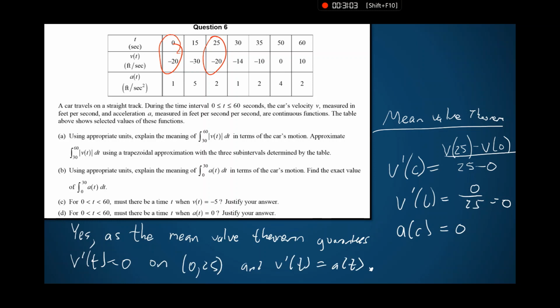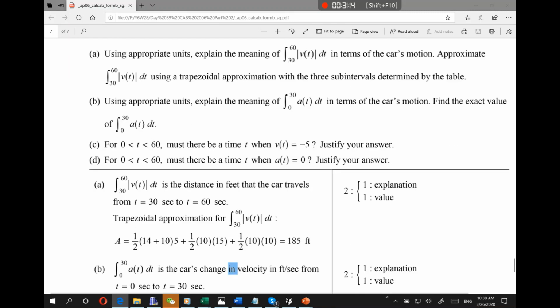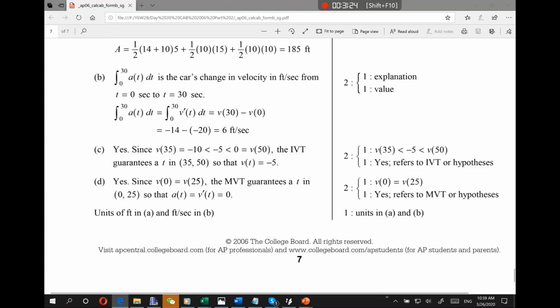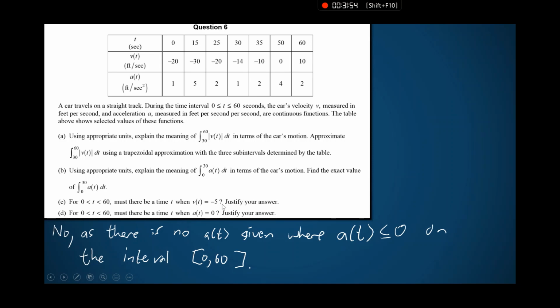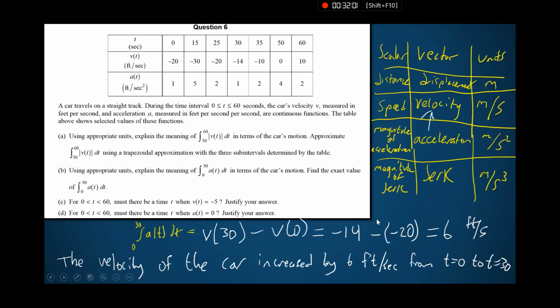Glad you caught that, because I would have missed it. Can we pull up our scoring guides really quick? And we'll double check. For the first one, we used our trapezoidal approximation and got 185 feet. Can we match there? For our second one, we were looking at a change in velocity, which is 6 feet per second. Can we match there? For the third one, we used intermediate value theorem. It refers to intermediate value theorem from 35 to 50. And for the last one, yes, and referred to mean value theorem for v. And then units of feet or feet per second for A or B. We had feet per second and feet. We're good.